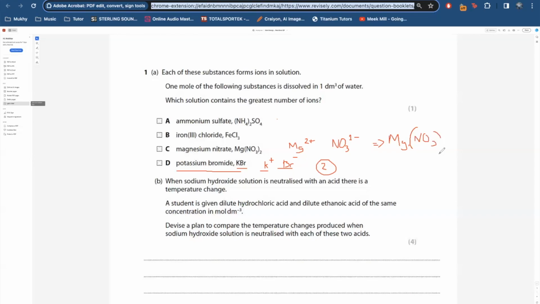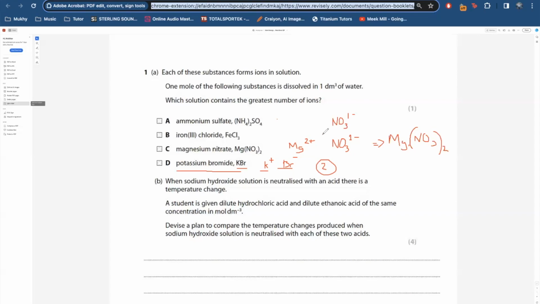NO3 stays the same? Yeah, NO3 2. Do you know why it becomes 2? Because magnesium is 2 plus, it means it's going to require 2 nitrate ions for every magnesium ion to make it balance. Think about it. We need 2 minus to balance the 2 plus. That's the best way to do it.